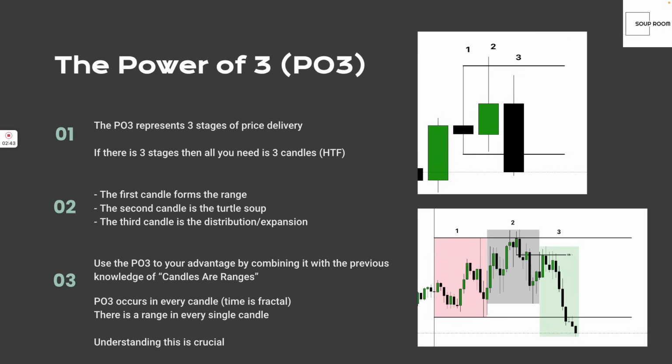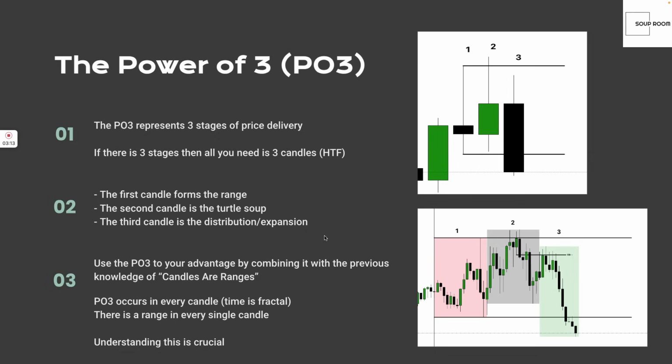Let me just talk about the power of 3, as this is a very important concept. The power of 3 represents 3 stages of price delivery. If there are 3 stages, then all you need is 3 candles. As we know, we have a 3 candle CRT. Range forms with the first candle, accumulation. Second candle, manipulation, turtle soup. Third candle, distribution, expansion.